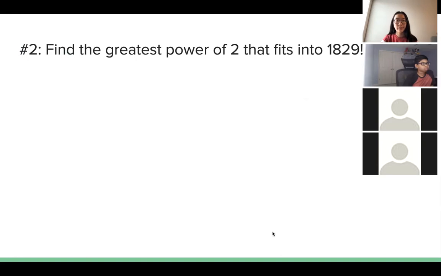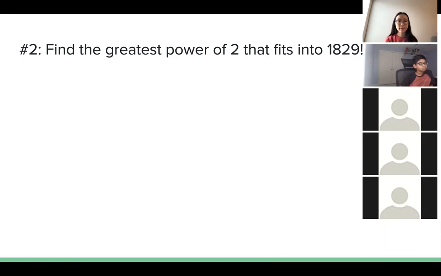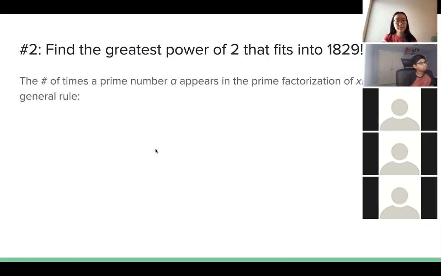Okay, find the greatest power of 2 that fits into 1829 factorial. So what's the strategy you guys think we should use when solving this problem? Does anyone have any guesses? Do we do the same thing except put bigger powers of 2? Yeah, basically. You're correct. We just replace 5 with 2, and then we do all the powers of 2 that will fit in here.